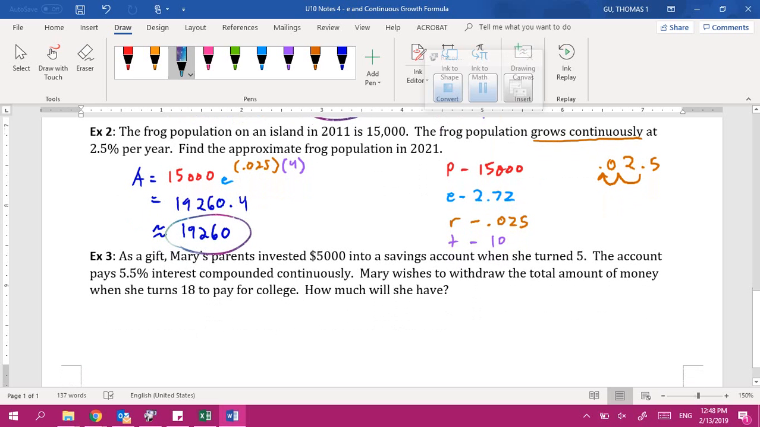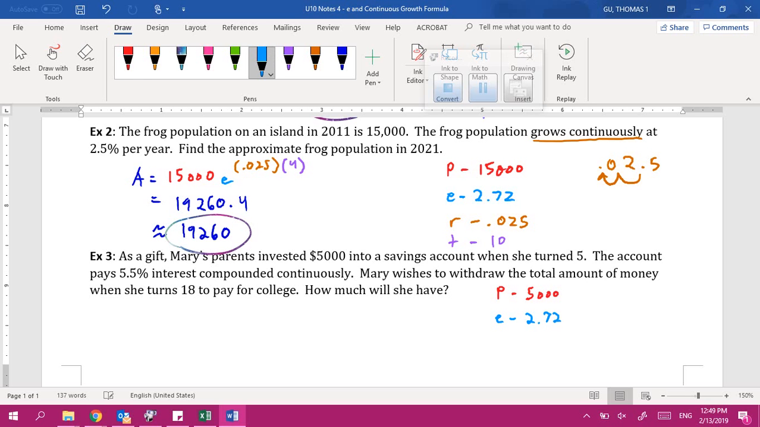Okay, last example here. Example 3. As a gift, Mary's parents invested $5,000 into a savings account when she turned 5 years old. The account pays 5.5% interest compounded continuously. Mary wishes to withdraw the total amount of money when she turns 18 to pay for college. So how much money will she have? Let's get our variables. What is P? 5,000. What is e? 2.72.